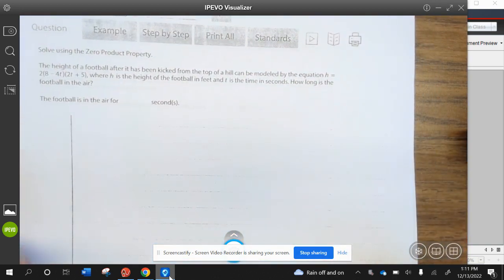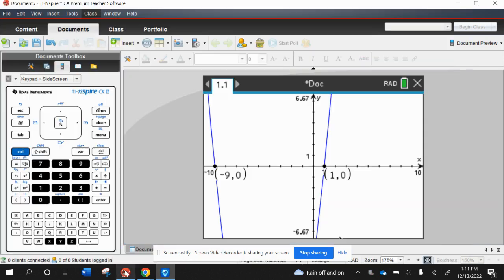All right, the height of a football after it has been kicked from the top of the hill can be modeled by the equation h equals 2 parentheses 8 minus 4t parentheses 2t plus 5, where h is the height of the football in feet, and t is time in seconds. How long is the football in the air? So we're going to graph this.